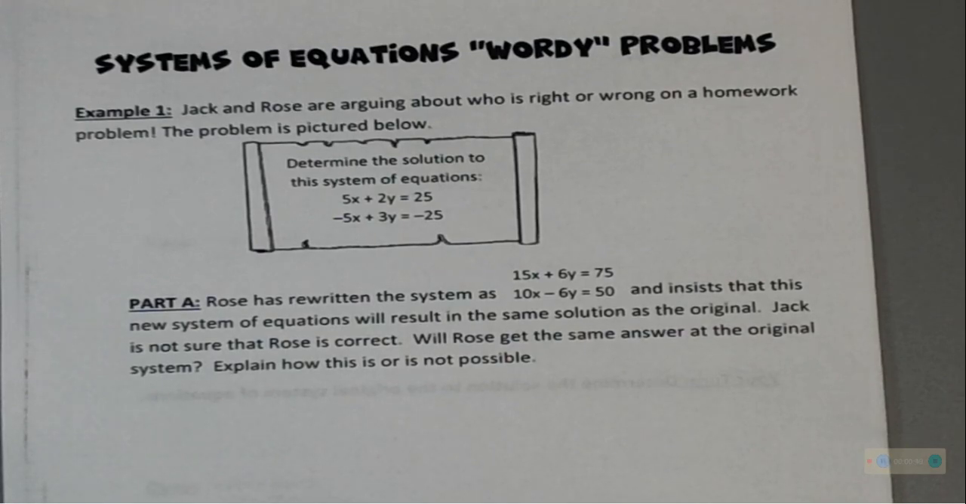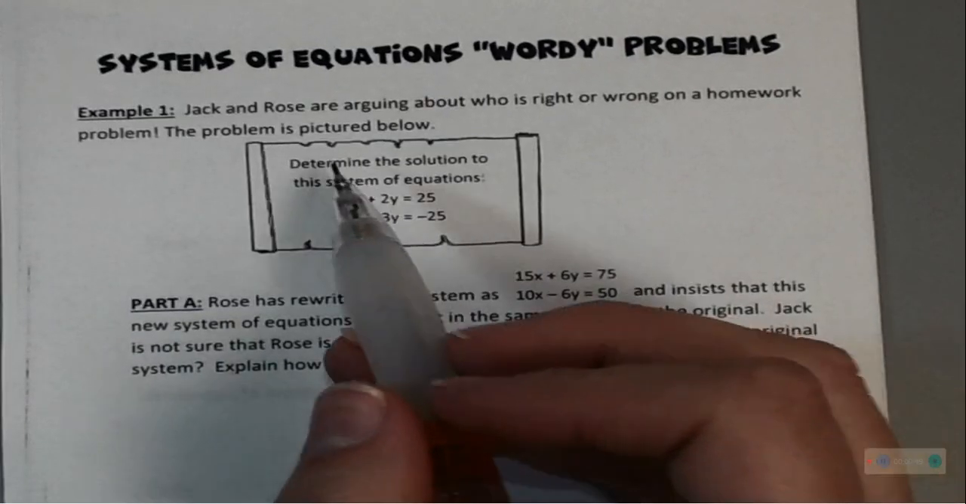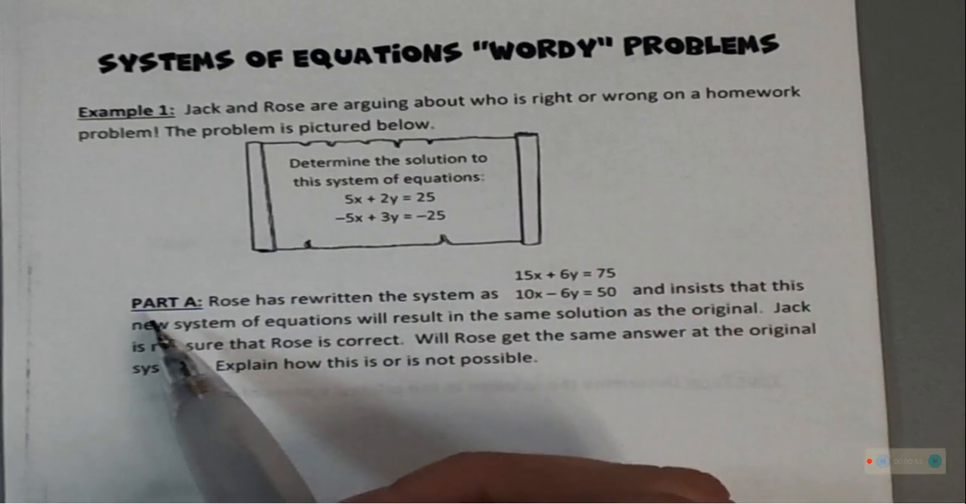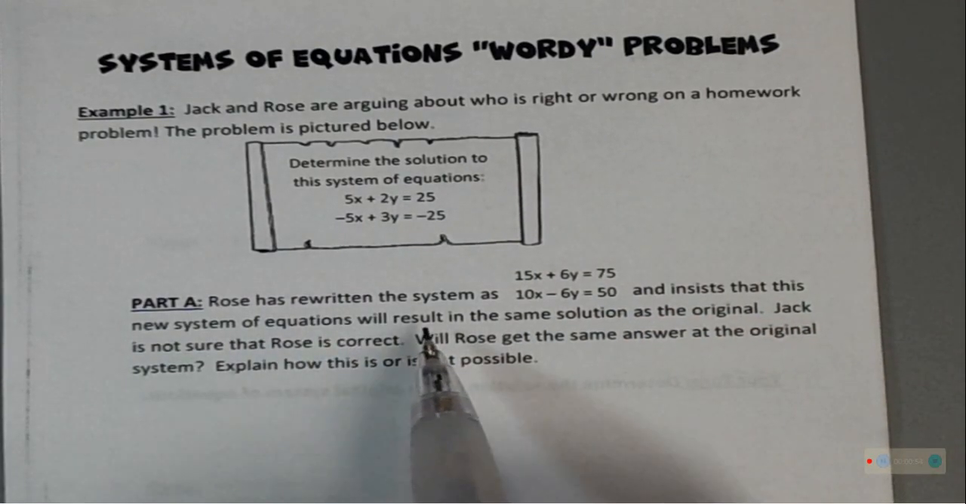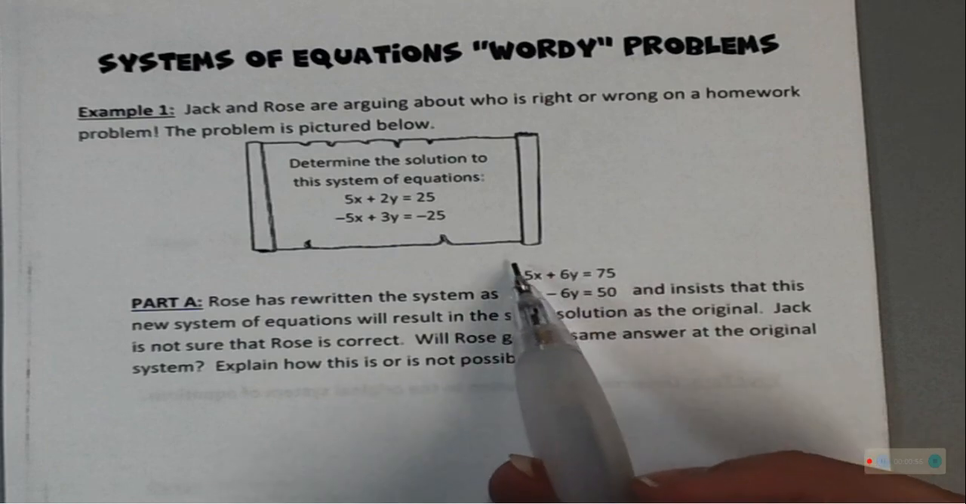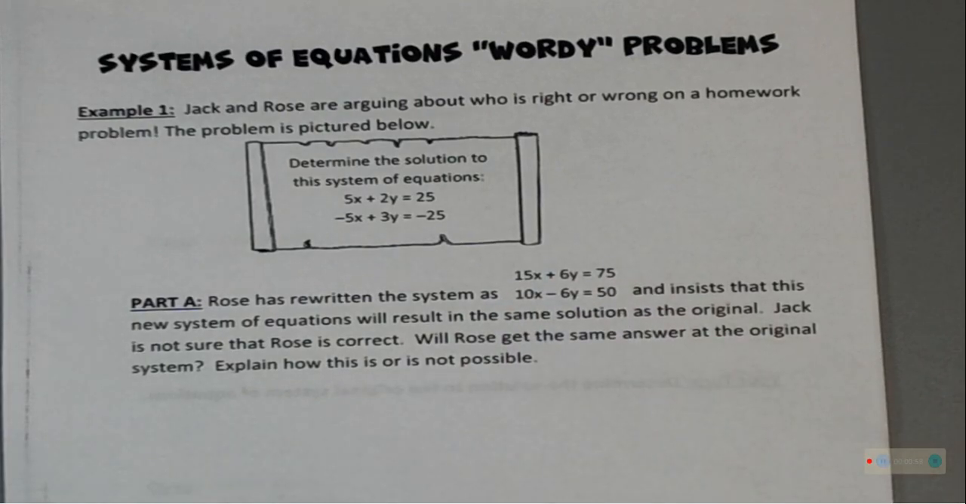All right, so example 1 says that Jack and Rose are arguing about who is right and wrong on a homework problem. The problem is pictured below. So this was the original problem on their homework. Part A, Rose has rewritten the system this way. So this is what Rose says is going to work. And she insists that this new system of equations will result in the same solution as the original. Jack is not sure that Rose is correct. Will Rose get the same answer as the original system? Explain how this is possible or not possible.